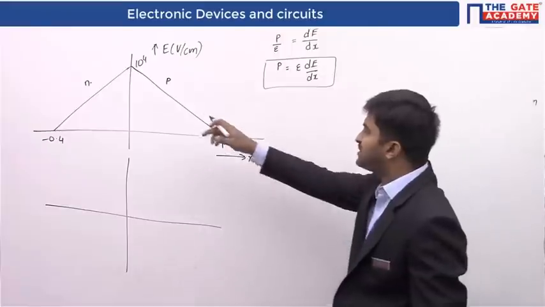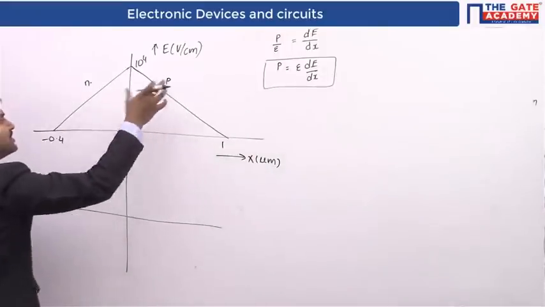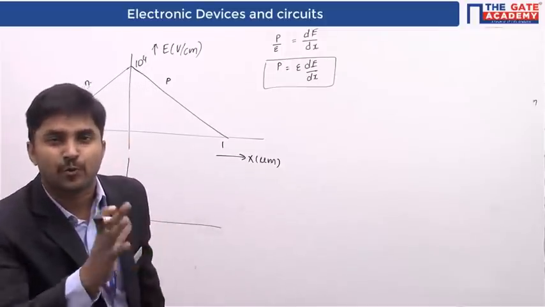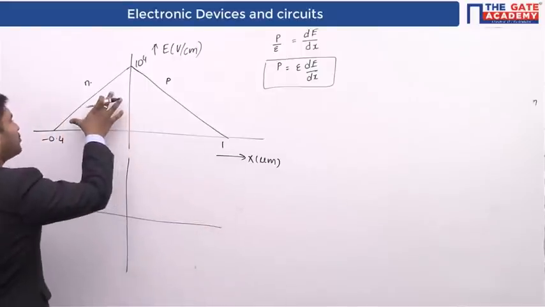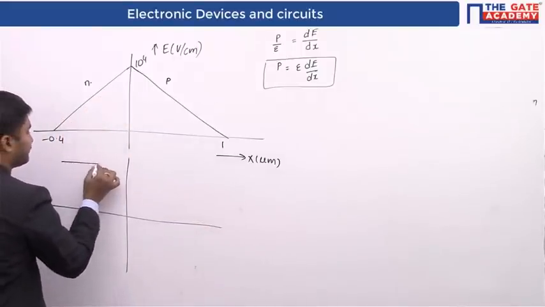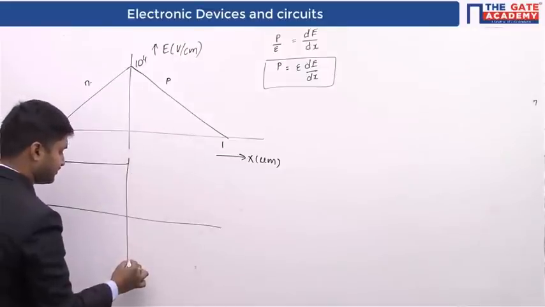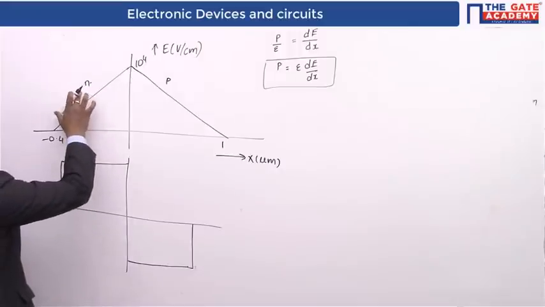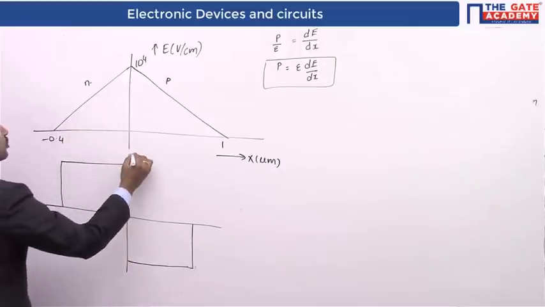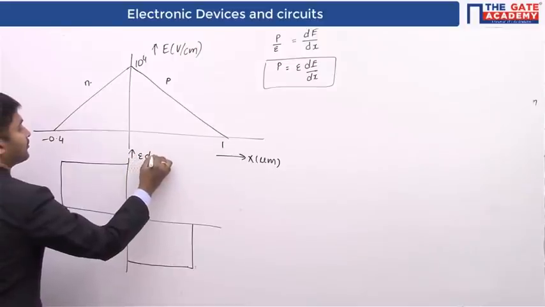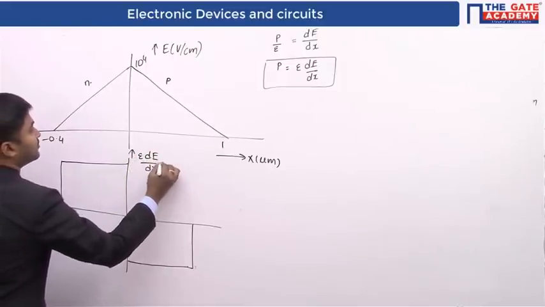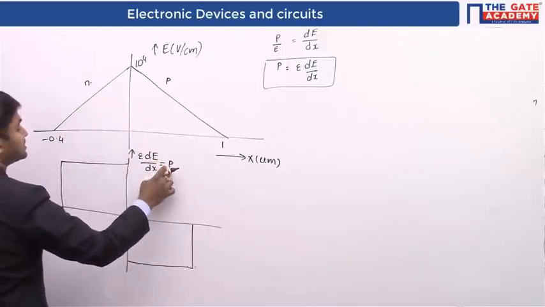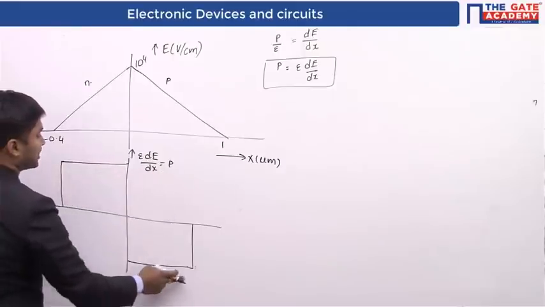Right? So if I differentiate any function, what am I going to get? I am going to get the slope of it. And you can see here the slope is positive, and here the slope is negative. So the profile is going to be like this. You can calculate the slope, whatever slope you are having, and the same slope multiplied by epsilon is nothing but your rho. So whatever slope you are having here multiplied by epsilon, you will be getting the charge density profile here. And same here also.